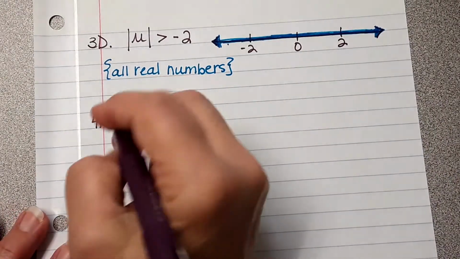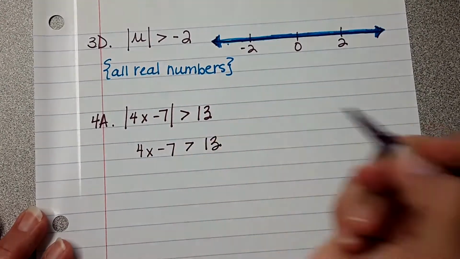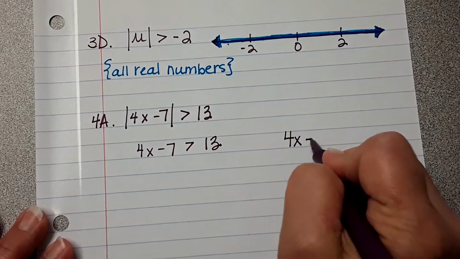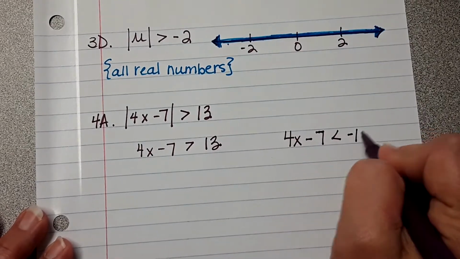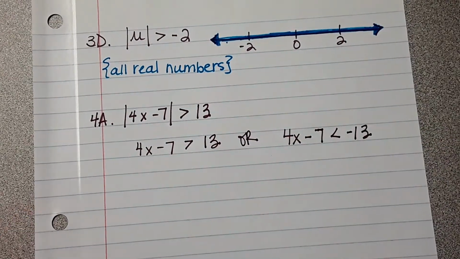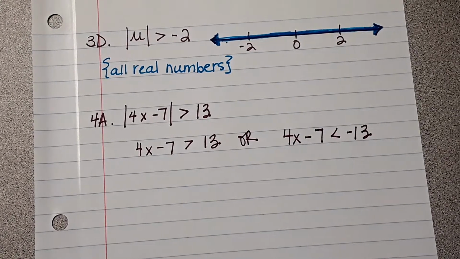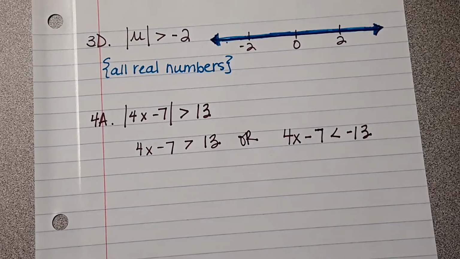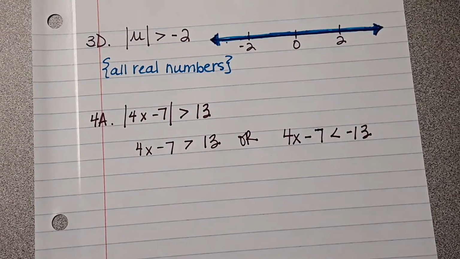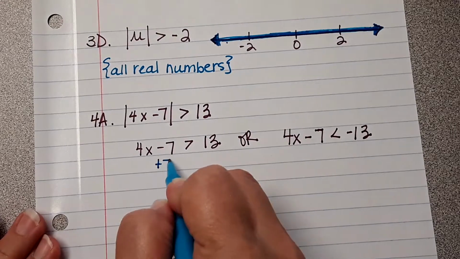We're going to do it two ways. We're going to set up 4x minus 7 is greater than 13. And we're going to set it up as 4x minus 7 is less than negative 13. And because it's a greater than, we're going to put the word or. Absolute value, always two equations, always has to graph. Inequalities, if there's two inequalities, when you do compound, always two inequalities, always have to graph. So I'm going to add 7 to both sides.